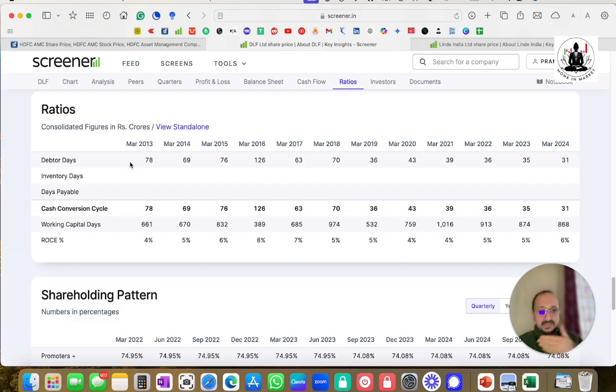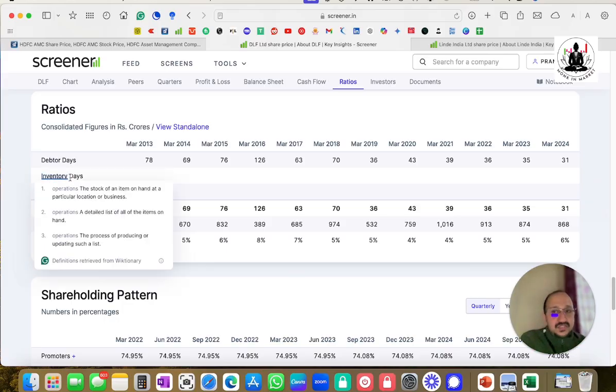If it is taking too much time, again my money, my capital is stuck, I have to use a store, my storage would be full. Second, there is a chance of the entire inventory getting rotten, right? So there are multiple things. So inventory days are how many days it takes to sell a product.